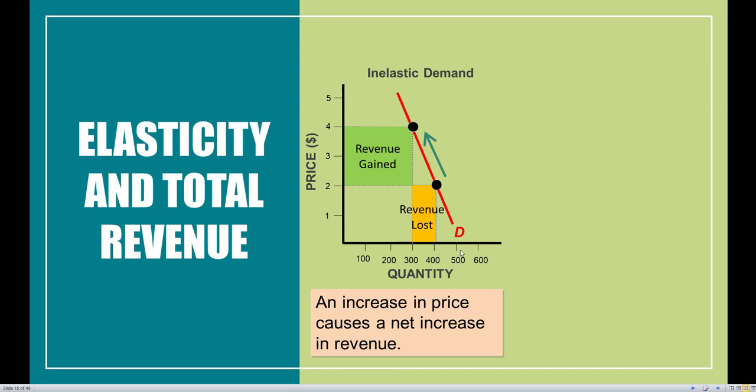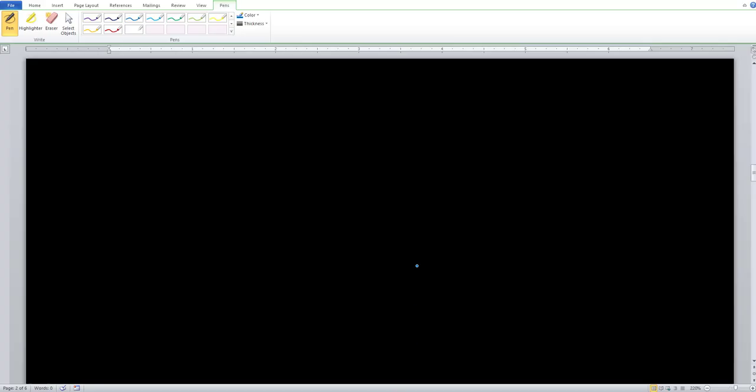So let's go ahead and take a look at a few numbers that we have right here to show why this is going to be true. At point A, our initial starting point, we have a price equal to $2 and a quantity demanded equal to 400. And then we increase the price to $4. So here we have a price of $4, and that causes quantity demanded to go down to 300 units. So let's use these specific numbers to show why total revenue is going to increase.